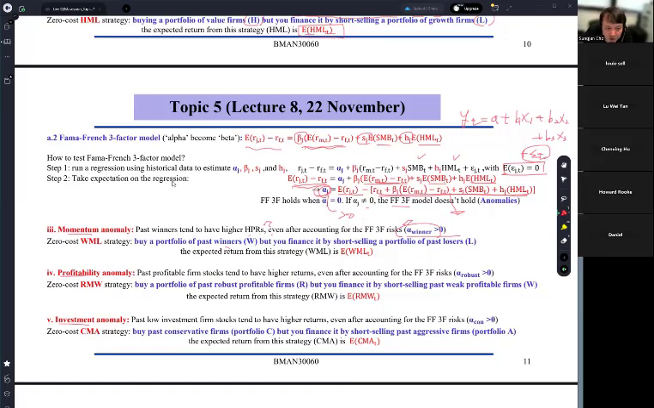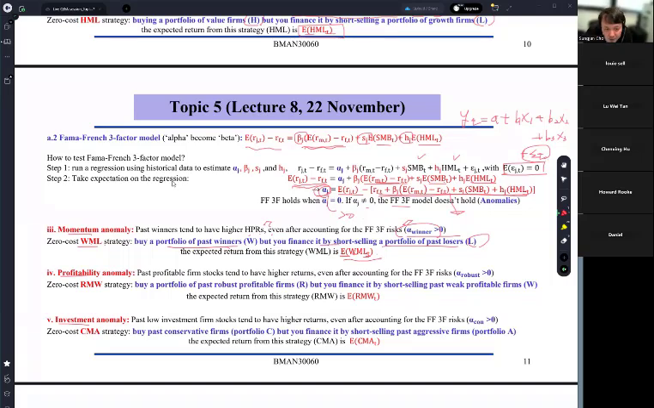How do you implement it? You implement it using a winner minus loser strategy. You buy a portfolio of past winners, but you finance it by selling a portfolio of past losers. So we're going to use this symbol, winner minus loser, on average, right? The average return on the winner minus loser strategy.